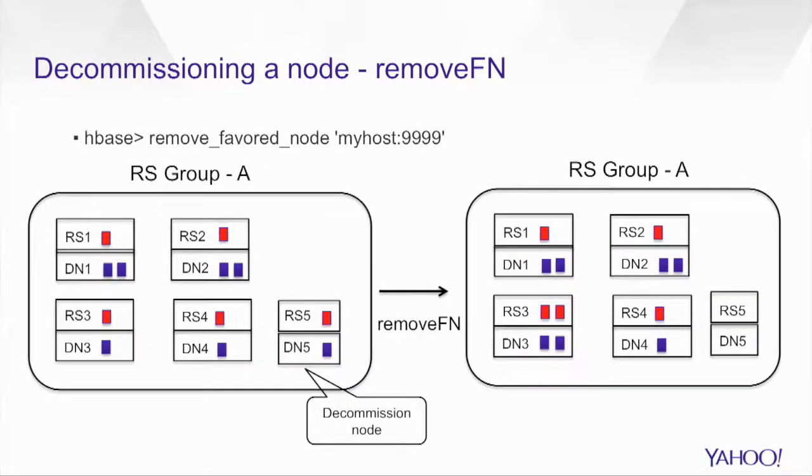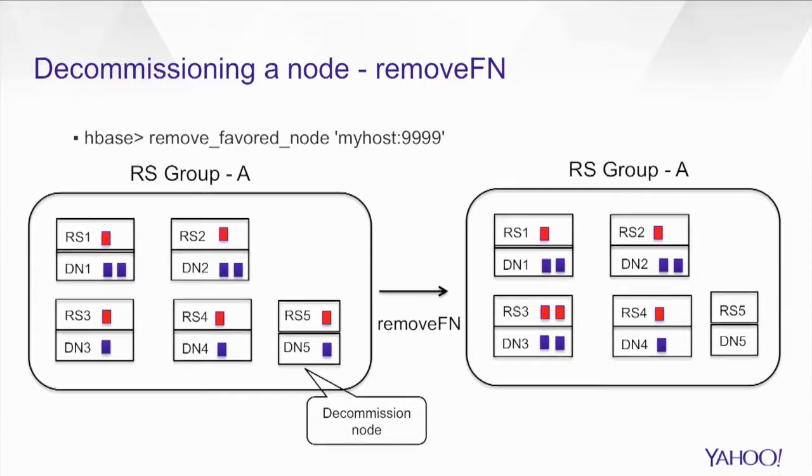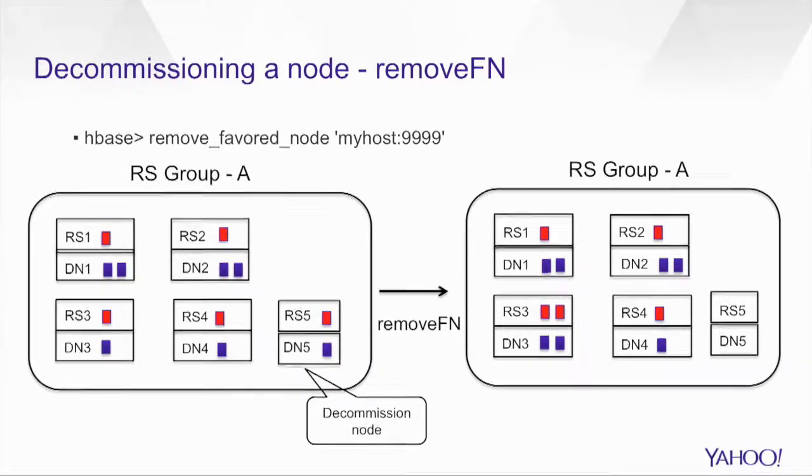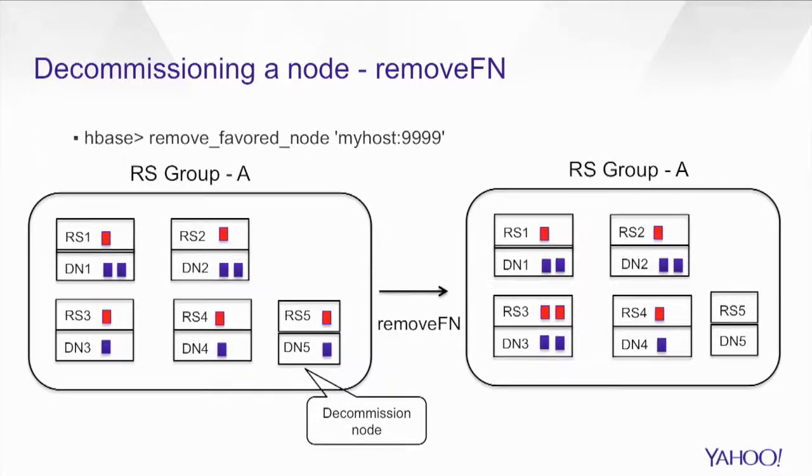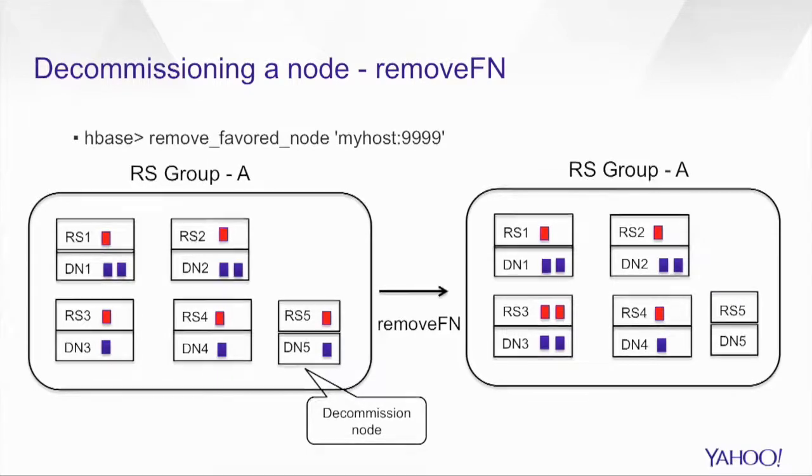So the same thing applies for removing a favored node. If you want to decommission, let's say, RS5, and you run a remove favored node, it removes it from the list of regions that it has, and then once you do a balance, it moves out. Then you can run HDFS decommission, which will basically move out the blocks, or if a compaction happens, they'll eventually move away. And then you can take that node out of rotation for maintenance or for whatever you want. Again, the syntax is the host name and whatever region server port you have.